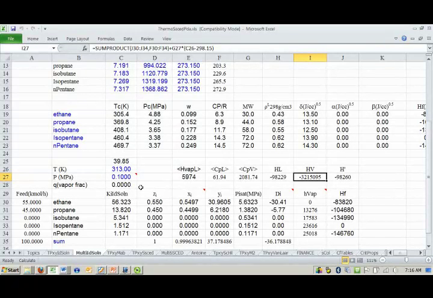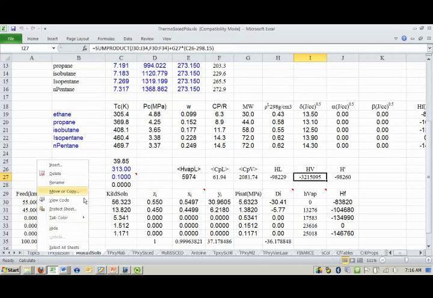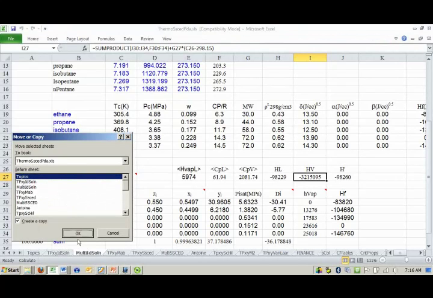I've had a number of requests to demonstrate the setup for a multi-component M1 or MAB model. And so I thought what we would do is start with our multi-component ideal solution model and extend it. To do that, first step is to make a copy.